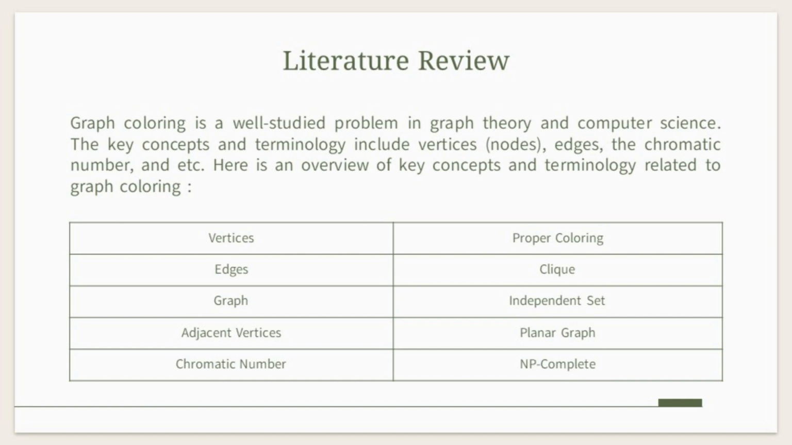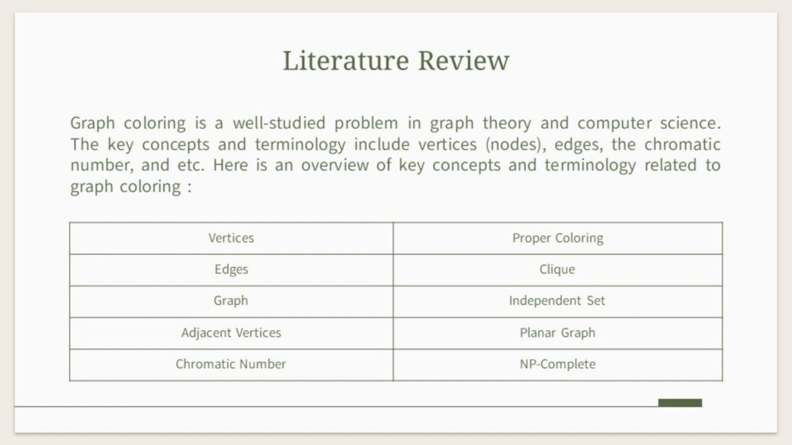Clique, a subset of vertices in a graph where every pair of vertices is connected by an edge. The chromatic number of a graph is at least as large as the number of vertices in its largest clique. Independent set, a subset of vertices in a graph where no two vertices are adjacent. The chromatic number is also bounded below by the number of independent sets required to cover all vertices.